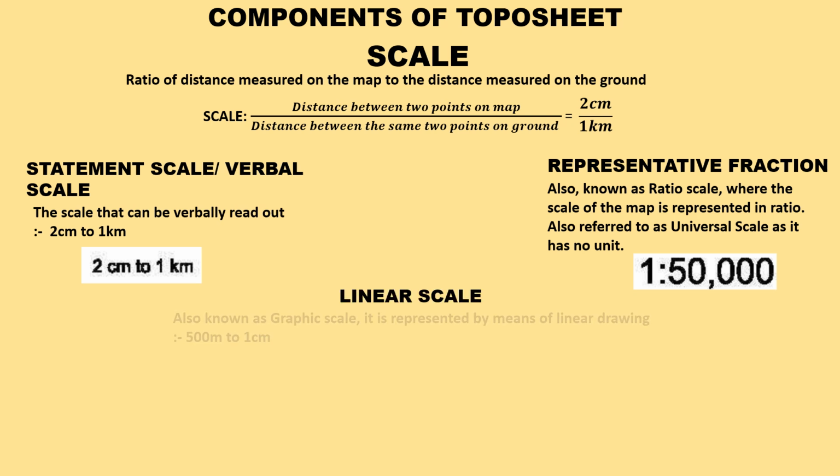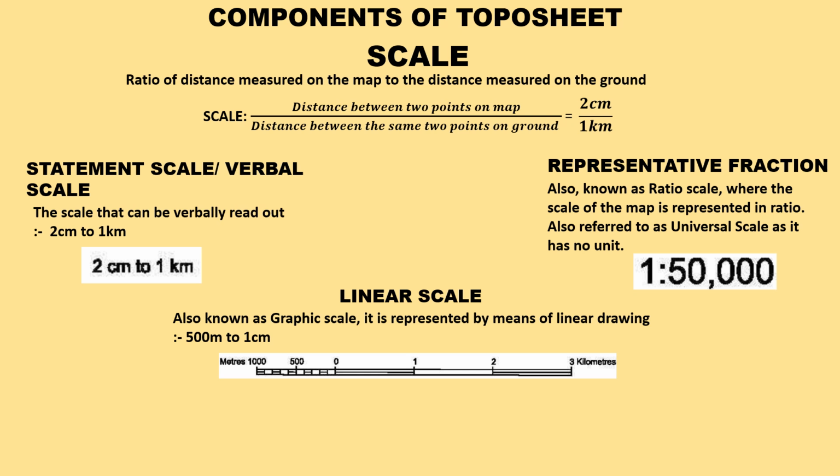The last one is the linear scale, also known as the graphic scale. It is represented by means of a linear drawing, that is 500 meter to 1 centimeter, which means 1 centimeter on the map represents 500 meter on the ground. Now, if you observe closely and analyze it in a very detailed manner, you would see that all these three scales, statement scale, representative fraction, and linear scale, represent the same thing, that is 2 centimeter to 1 kilometer. It's just written in a different manner.